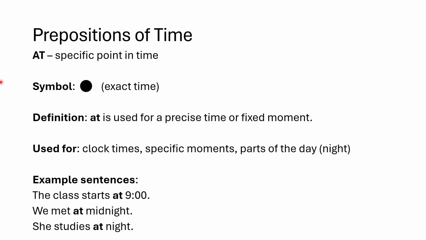The preposition at indicates a specific point in time. Here is a symbol that illustrates the exact time. This is the definition. At is used for a precise time or fixed moment. It is used for clock times, specific moments, and parts of the day, including night. Listen to the example sentences. The class starts at 9 o'clock. We met at midnight. She studies at night.